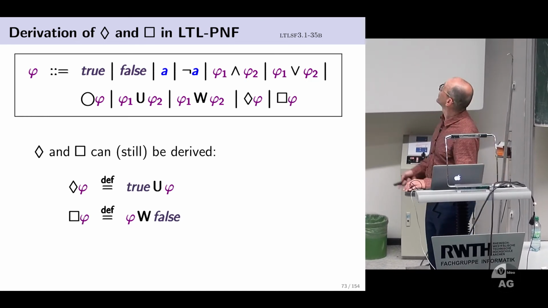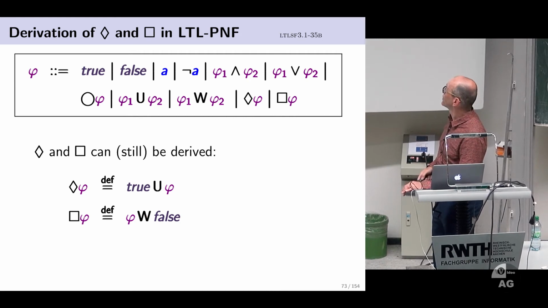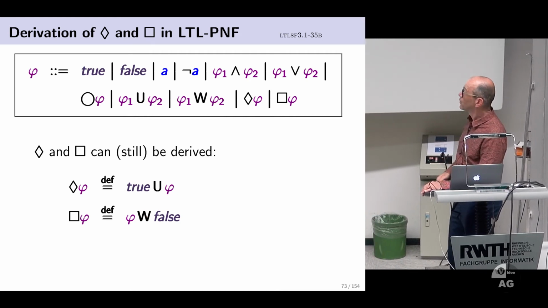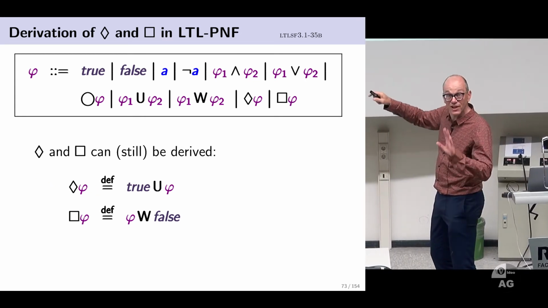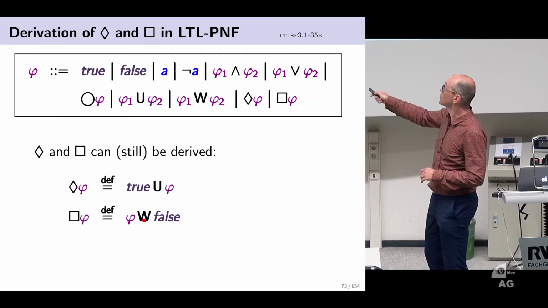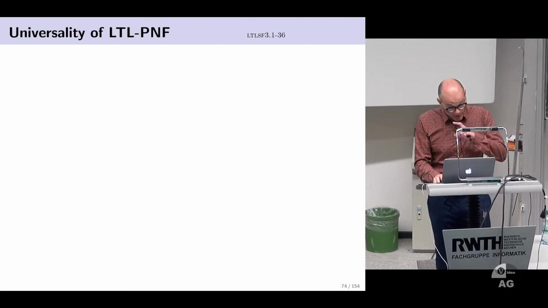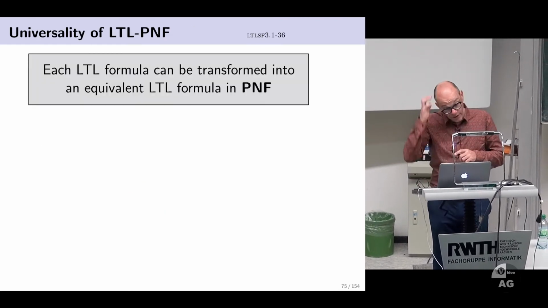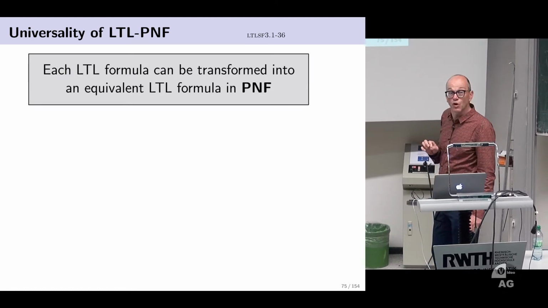Good. There's no need to add eventually and box because we can still express them in terms of until and in terms of W. We can no longer define box of phi as not eventually not phi because that's syntactically no longer allowed. But thanks to the W, we can define it immediately like this. And now every LTL formula can be transformed into an equivalent LTL formula in positive normal form.